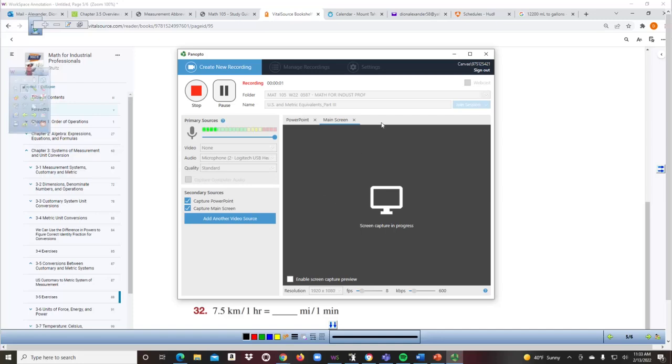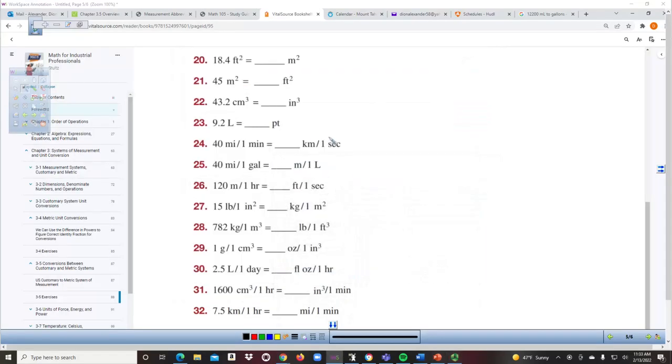All right, so looking at the last two questions that we are tasked to do with our overview and goals. Now we have some unit rates, right? So we have 2 units that we're trying to convert to 2 other units. If we're looking at number 24, we have 40 miles per minute, and we want to convert this to kilometers per second.